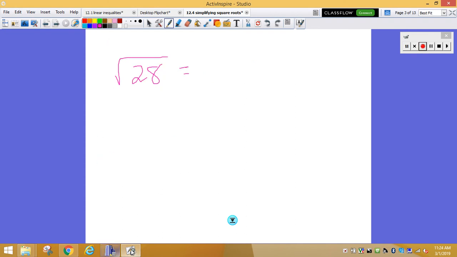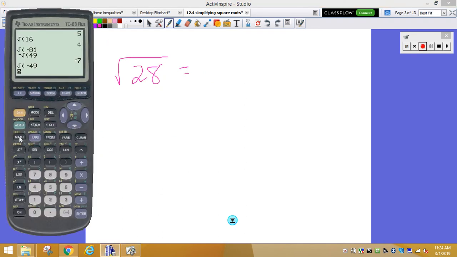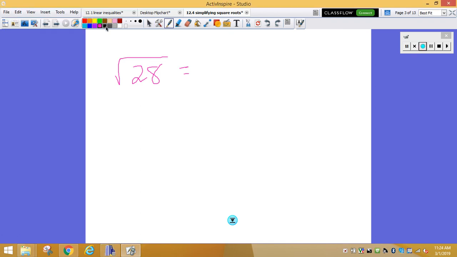All right, let's do the square root of 28. Square root 28. It is a super long decimal. Let's see if we can change it to a fraction. We cannot, so that means we actually have to do some math and we have to simplify this. So here's how you simplify square roots if it's not perfect. We're going to start with 28.